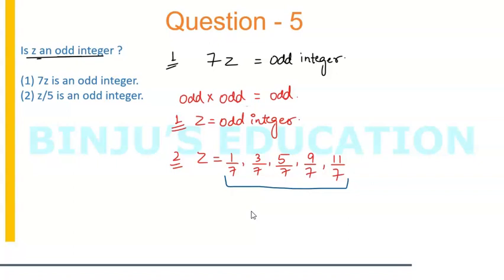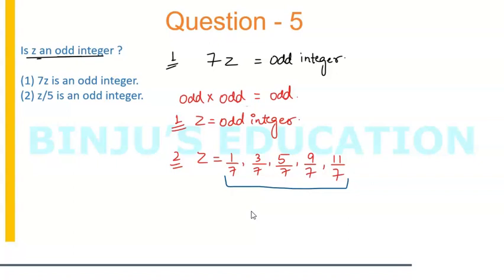These are all odd integers. So if 7z is an odd integer, if 7 into z is an odd integer, it does not stand for the fact that z will be an integer. That's the first thing we need to understand. If 7 into z is an odd integer, then it does not even stand for the fact that z will be an integer. Z can be a fraction also, because I want 7 into z to be an odd.